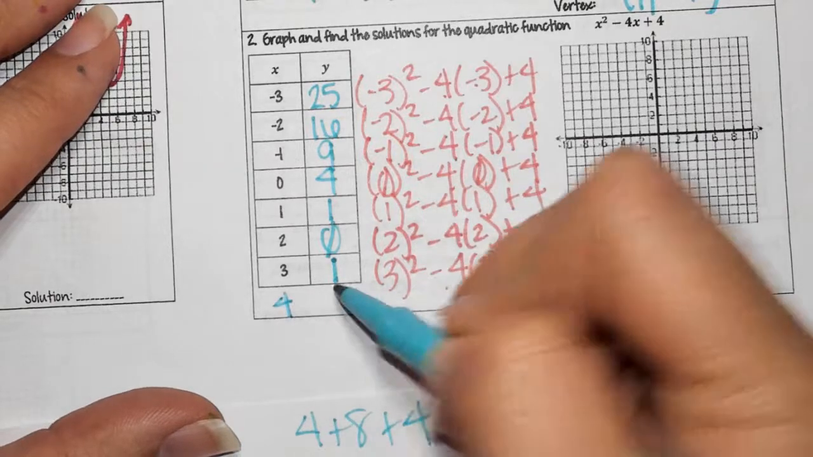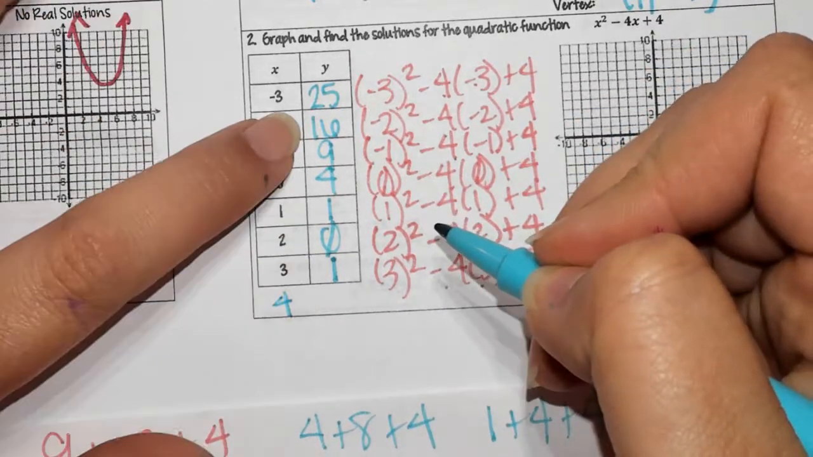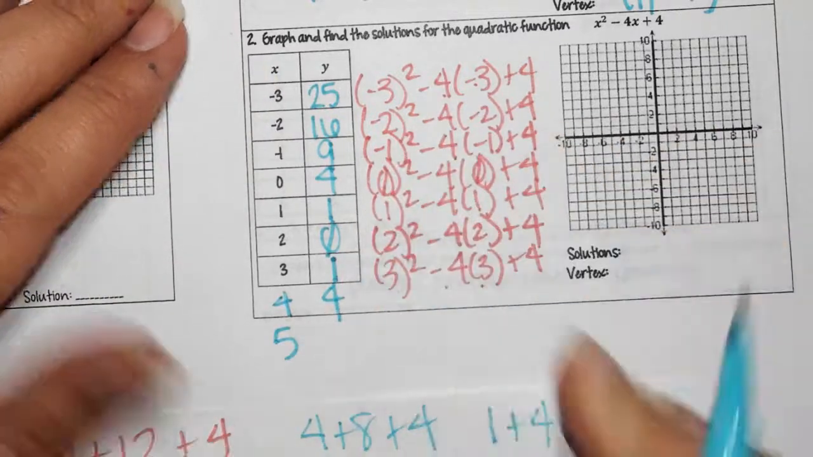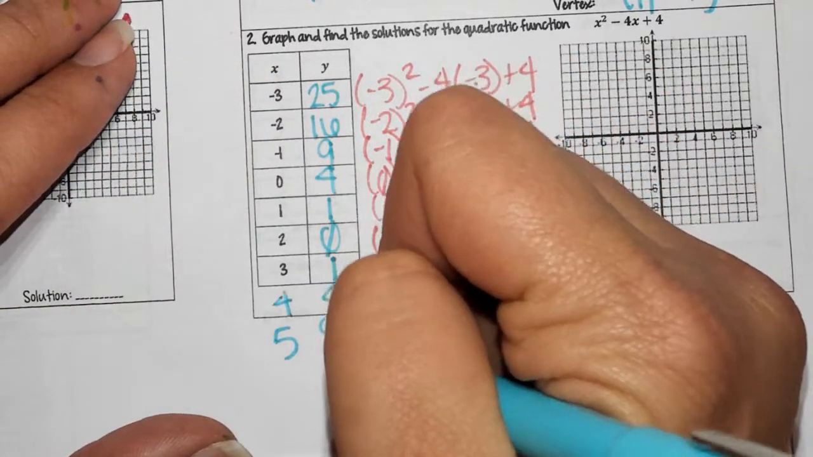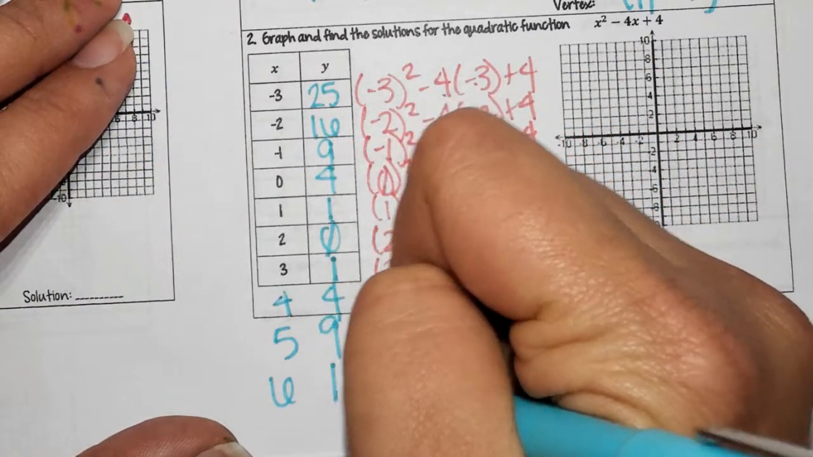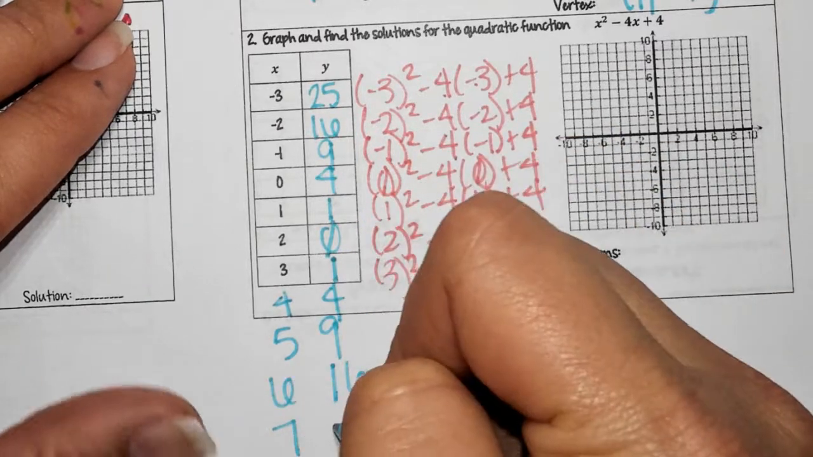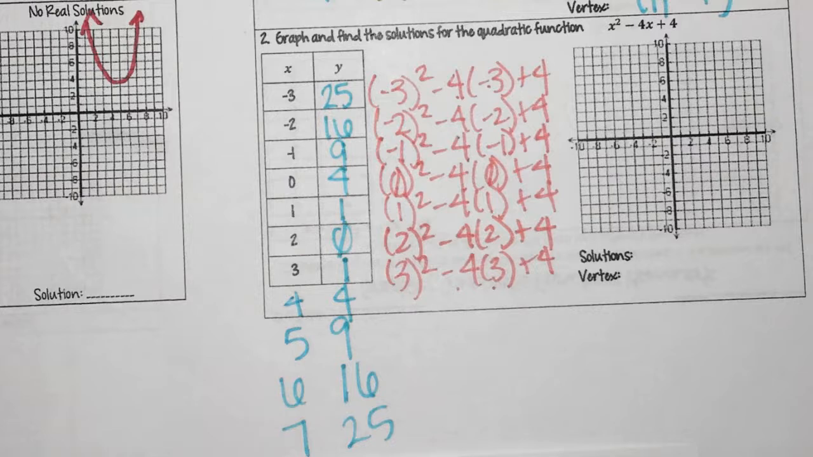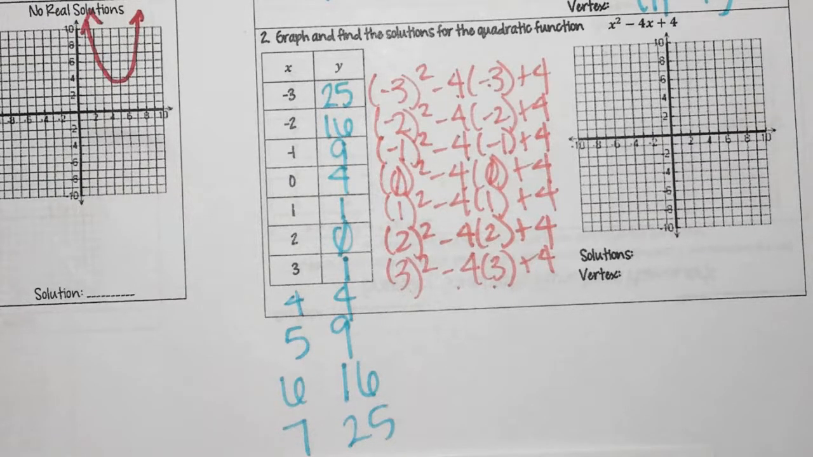If we plugged in 4, what would it go up to? If it has to repeat, what's it going to be? Alright, if we plugged in 5, what would it have to be? 9. 6 would be 16, and 7, 25. Do you notice anything about these numbers? Yes, they're perfect squares. Take a point, both of you.